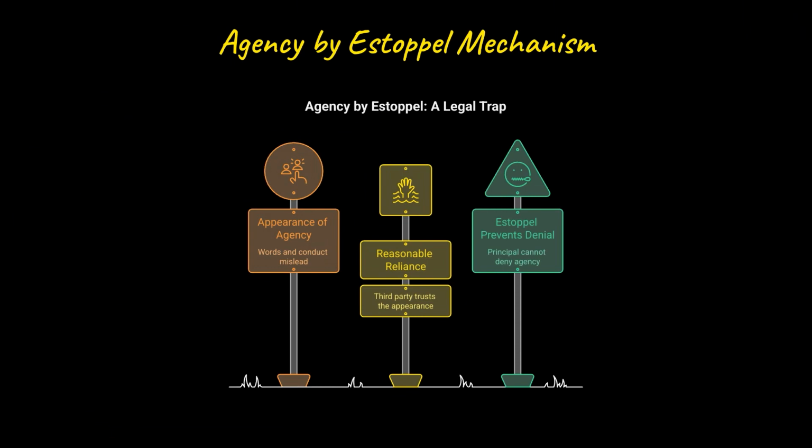When the principal's conduct creates a believable appearance of agency and the third party reasonably acts on it, estoppel kicks in. The principal is barred, stopped, from later claiming no agency existed and is bound as if the agency were real.